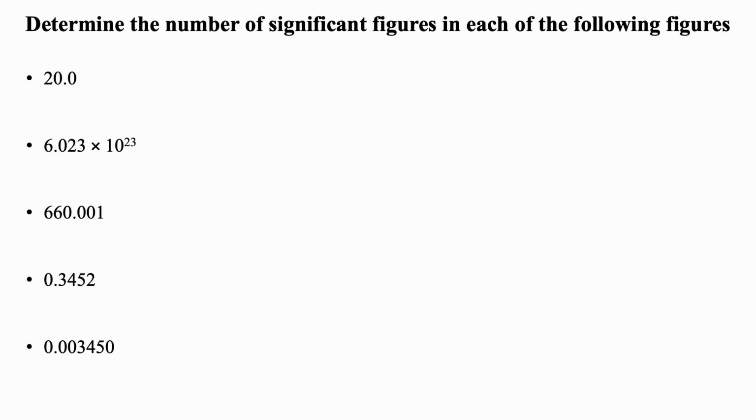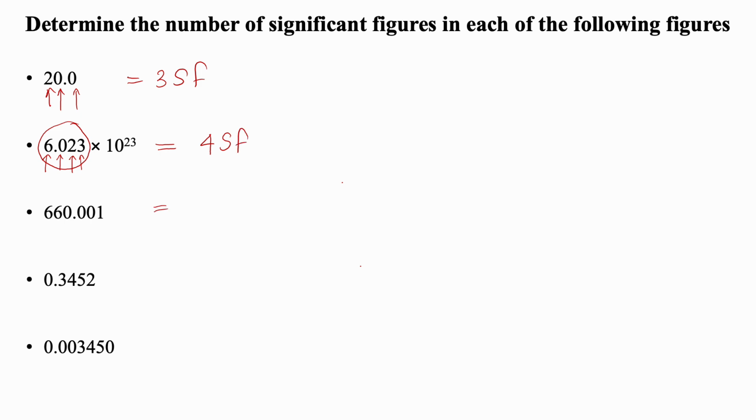The next example, 20.0. Here, there is a trailing 0 with a decimal place. Therefore, this 0 here and the 0 after the decimal place, they all are significant. Therefore, you have 3 significant figures in this number. So the next example is in scientific notation. So you focus on the coefficient here. 6 is significant. 0 here after the decimal place is significant. 2 and 3 are significant. Therefore, you have 4 significant figures.